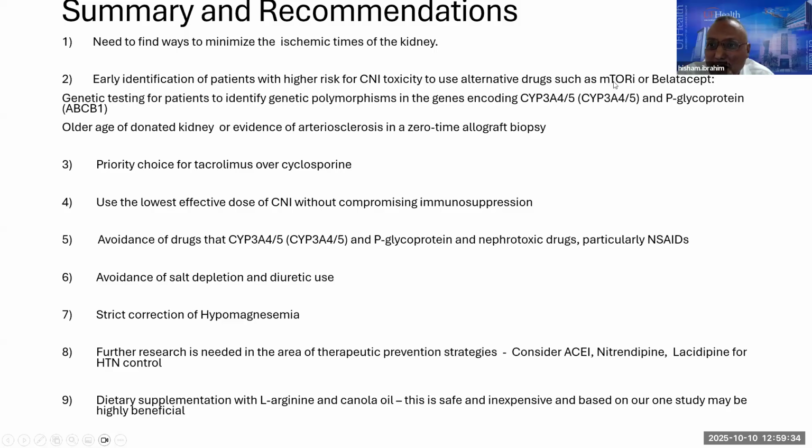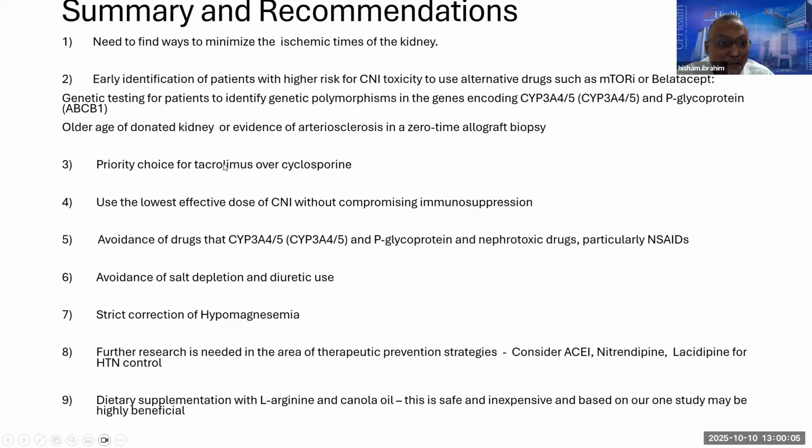medication. For mTORs, for example, we may want to put them on tacrolimus in the beginning until the wounds have healed, and then you can move them over, because you cannot use the mTORs initially because of the problems with wound healing. And belatacept, we can also use later on. So with tacrolimus, we're stuck with using CNIs in the initial phase, and then maybe shifting to mTORs or belatacept later, just to avoid the chronic CNI toxicity in these patients.